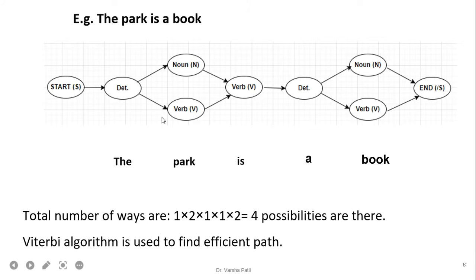The park is a book: the is determiner, park may be noun or verb, is is verb, a is determiner, and book is again noun or verb. So here the ambiguities are present, whether park is noun or verb, whether book is noun or verb, and we just want to disambiguate this part of speech tag. The total number of ways is 4 possibilities. The Viterbi algorithm is used to find the efficient path. So we don't want to trace all the paths. We just want the efficient path from the start to the end.